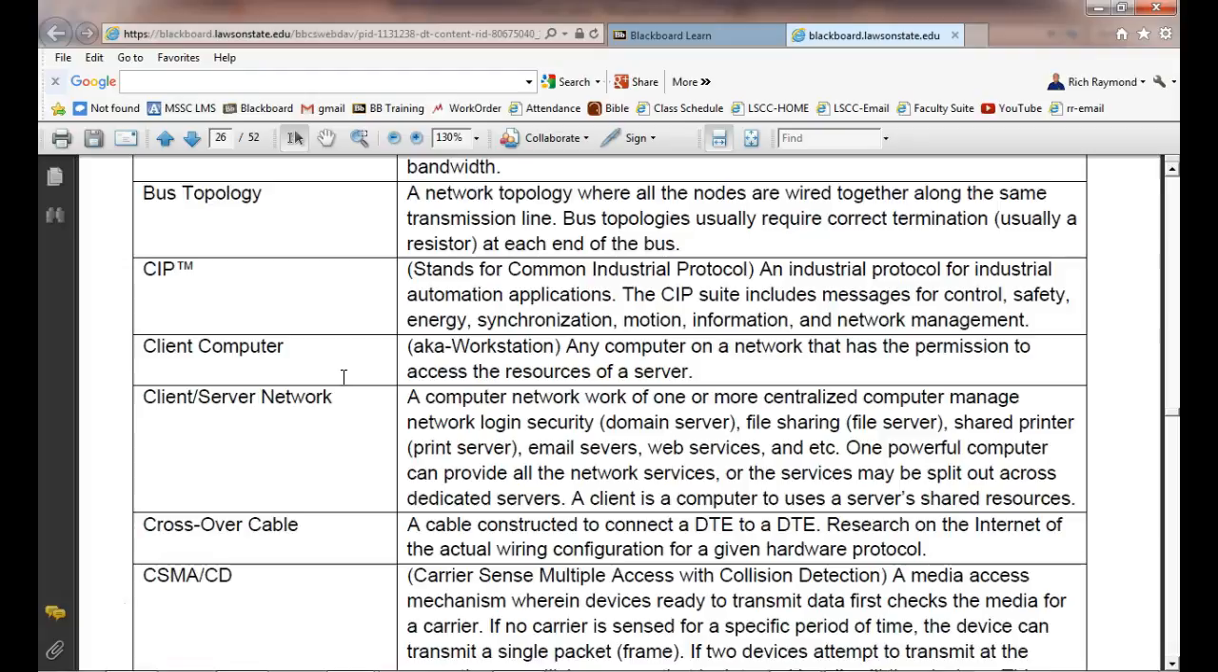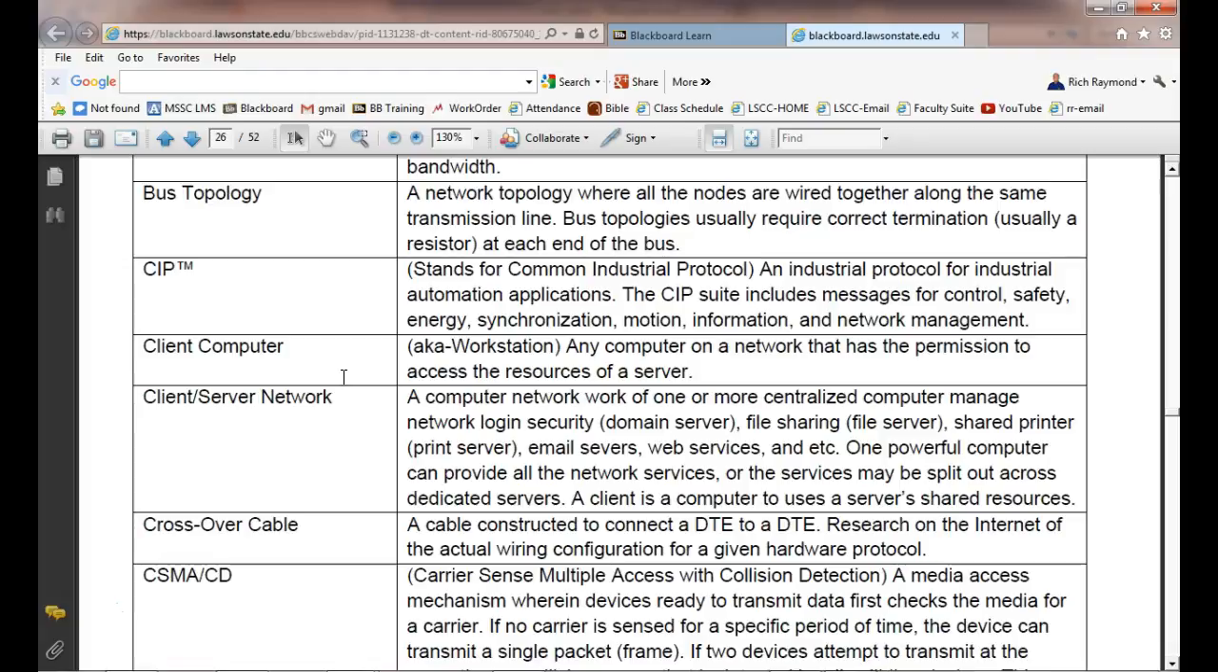DCEs are data communication equipment. These are your routers, your switches, your gateways. These are all considered to be DCEs. It's what the information flows through from the transmitter to whatever the intent is, right?